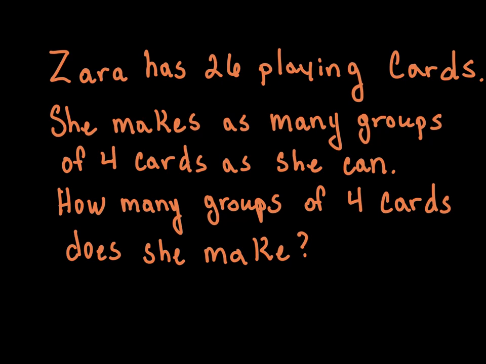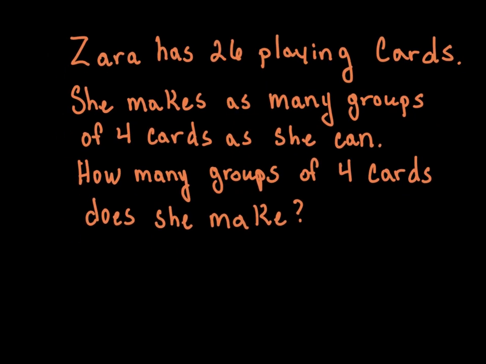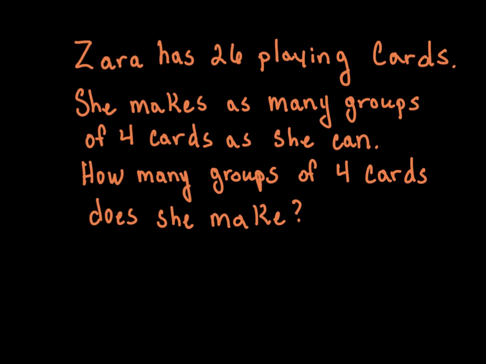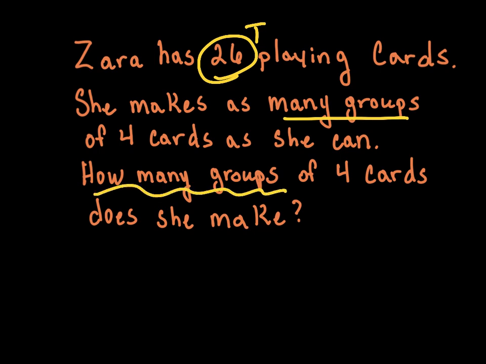Zara has 26 playing cards. She makes as many groups of 4 cards as she can. How many groups of 4 cards can she make? So she has a total. There's our total. And she's talking about groups. And that's the question. They want to know how many groups. So you know that we're going to be dividing.